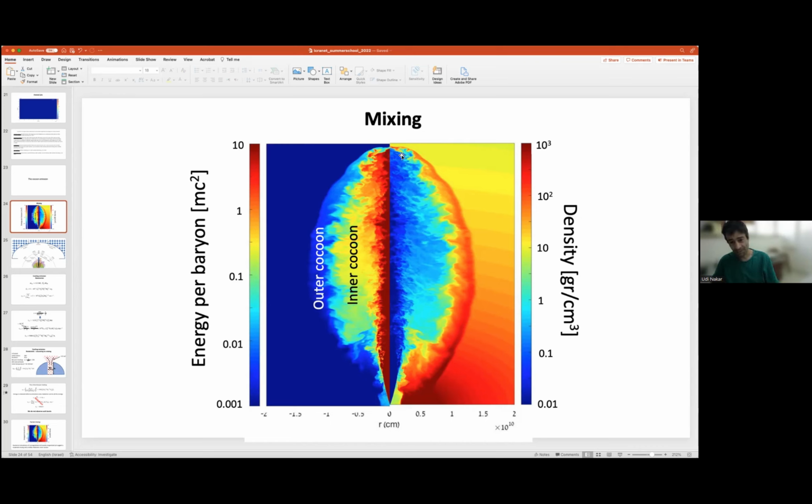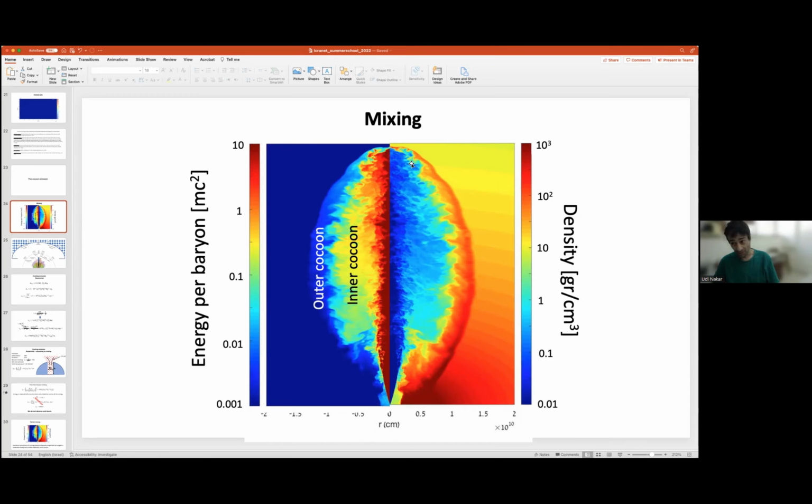Second location of mixing is here at the head. When material is going to the head and spilled sideways, there is a very strong mixing actually. And the third location of mixing is here in the interface between the inner and the outer cocoon. You can see all these regions here, you can see that there is mixing. Now, one of the problems with mixing is that we cannot model it analytically, and we can never really tell if the mixing that we see in simulation is numerical or physical.